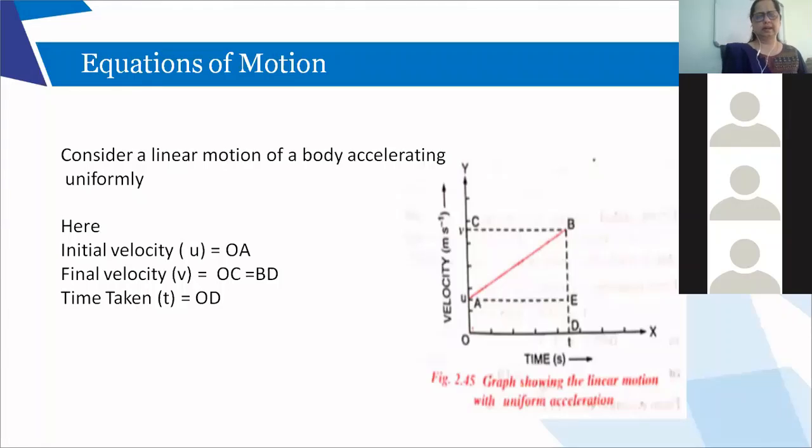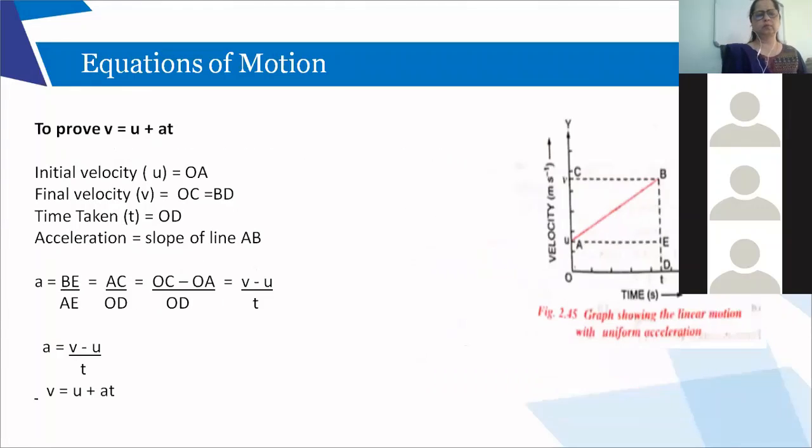Now let us derive the first equation of motion. The first equation of motion is to prove that V equal to U plus AT. Now how am I going to prove it? Initial velocity OA, final velocity OC, and time taken is OD. Now I have to find acceleration. You all know how to find acceleration from this graph. I have to take the slope.